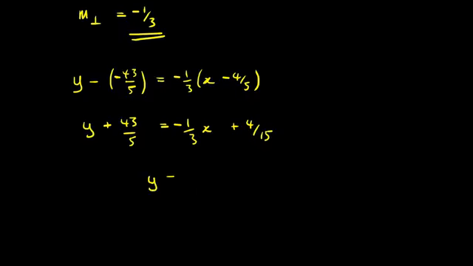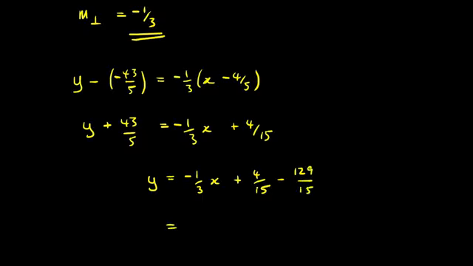We get y is equal to minus 1/3 x plus 4 upon 15 minus 43 upon 5. Well, we can convert that to 15ths by multiplying 43 through by 3. It'll give us 129.